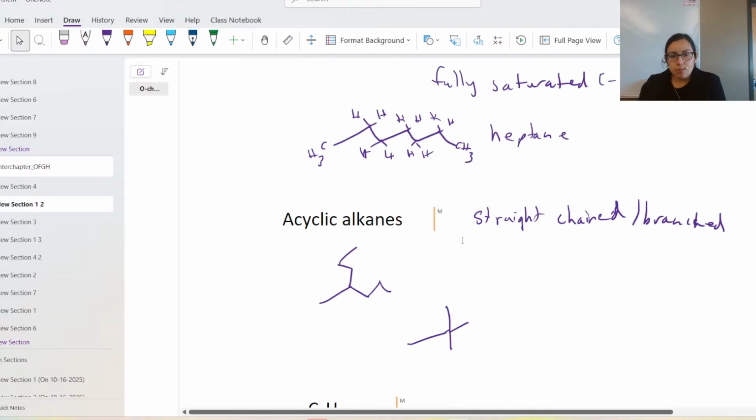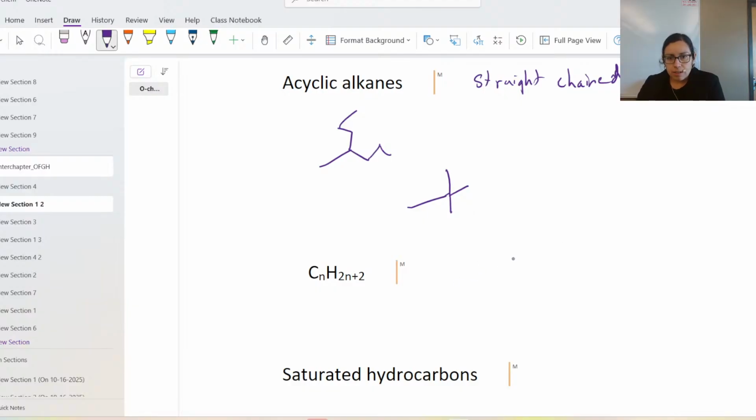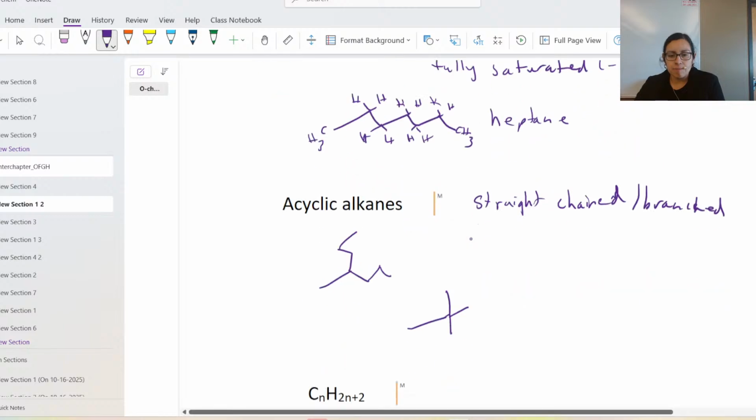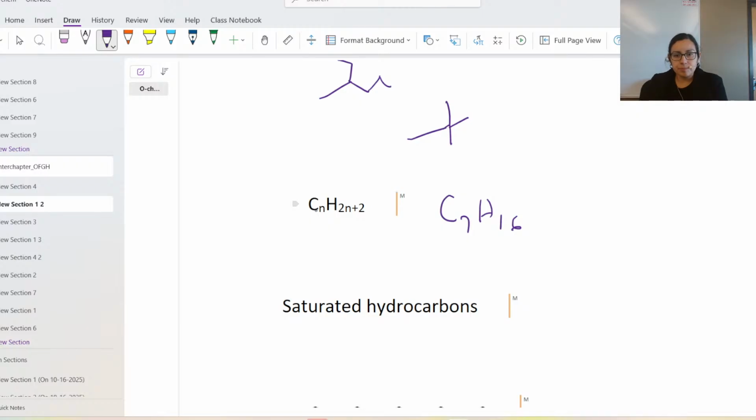And so we could see this for heptane here. Heptane was C7, and then 1, 2, 3, 4, 5, 6, 7, 8, 9, 10, 11, 12, 13, 14, 15, 16. So C7H16, which follows that formula. So 7 times 2 is 14 plus 2 is 16. So there's our standard alkane formula here.